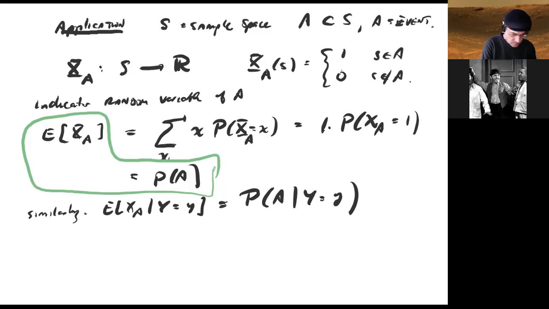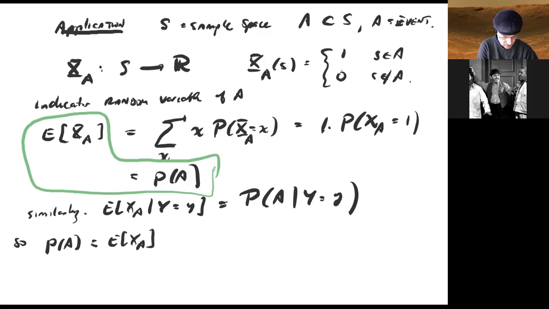Okay, so now what does this tell us? This tells us the following. If we apply the formula that I wrote on the previous slide, this tells us the following. So the probability of A, which we saw, if you look at the green box, we get is the expected value of X sub A.